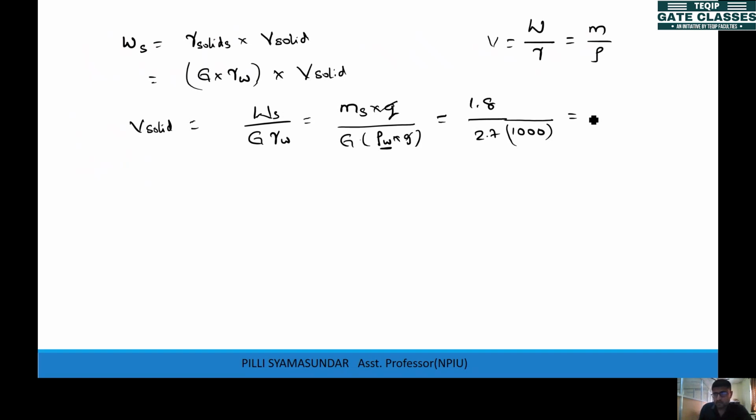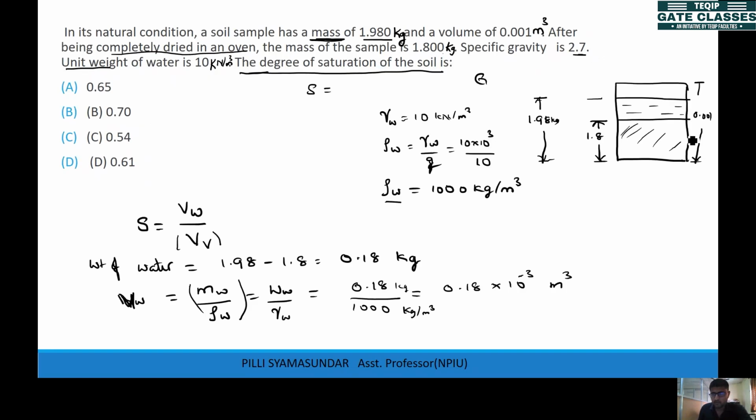So this is around 0.67 into 10 to the power of minus 3 meter cube. So this is the volume of solids. The total volume is 0.001, so that is 1 into 10 to the power of minus 3, and out of which the solids volume is 0.67 into 10 to the power of minus 3.